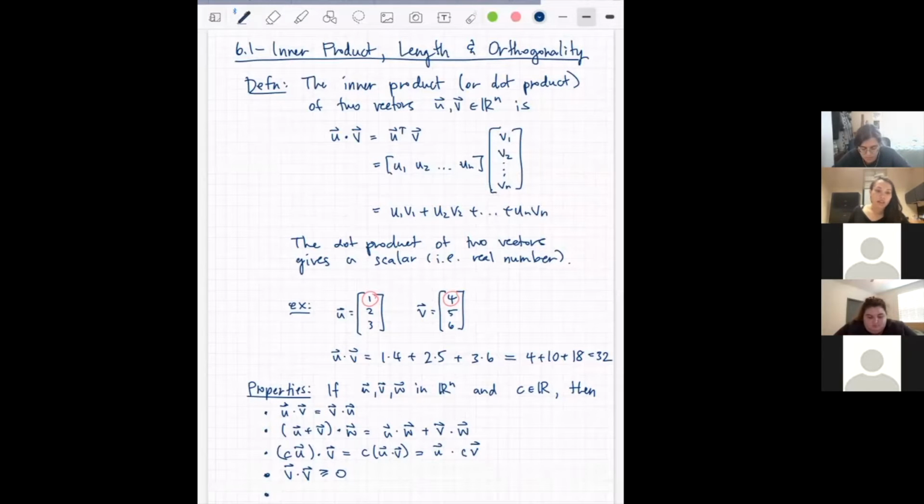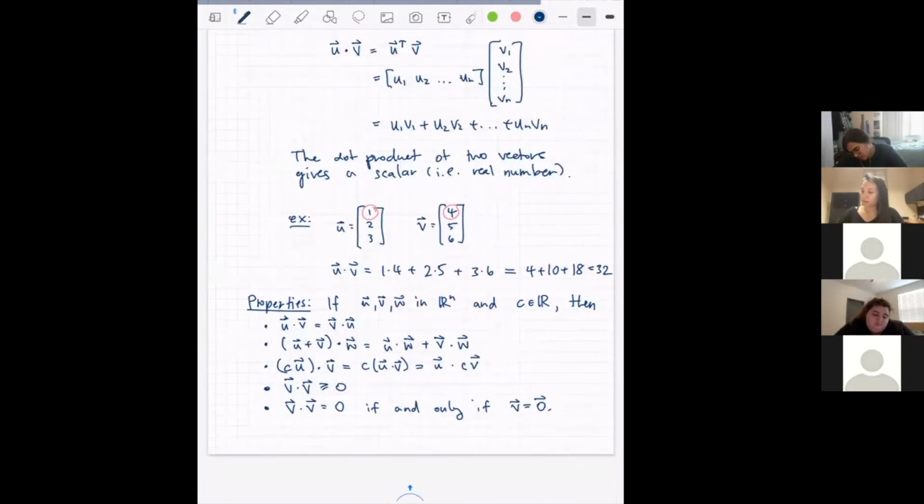Okay, and furthermore, if v dotted with itself is equal to 0, if that actually occurs, then we must have that v is the 0 vector. In fact, this is the only possibility. So v dotted with itself is equal to 0 if and only if the vector v is just the 0 vector.